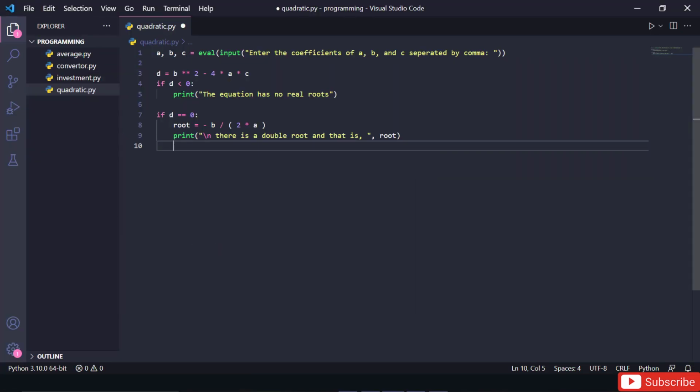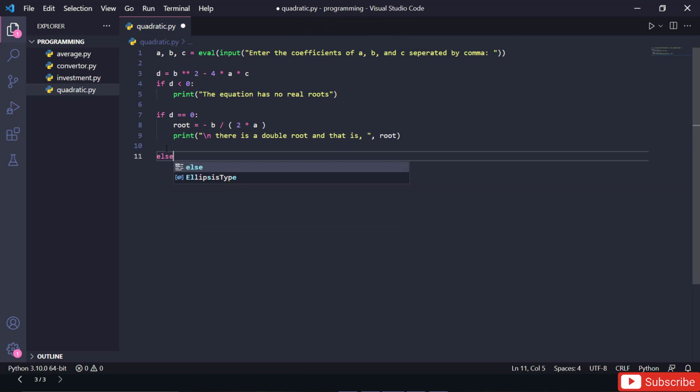So here we already have 2 conditions, right? If d is less than 0, if d equal to 0. If these 2 conditions are false, then we have the one and only condition that will obviously be greater than 0. So you can just put else here. Let's keep else.